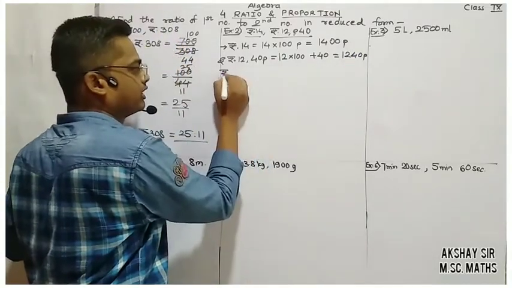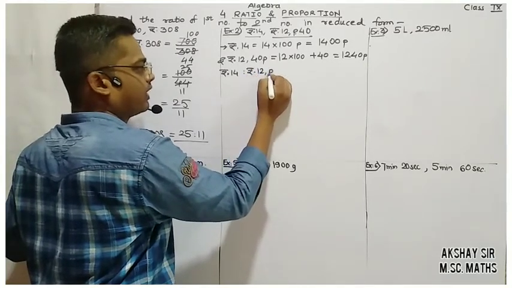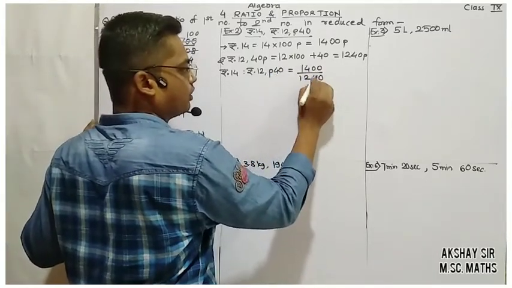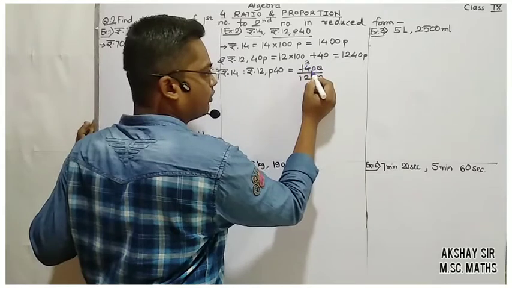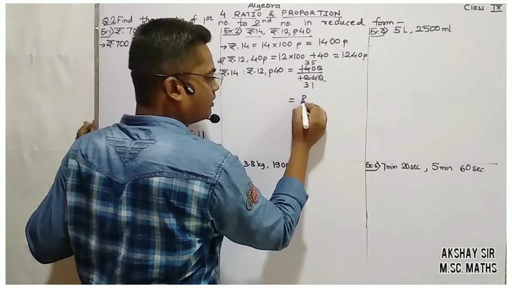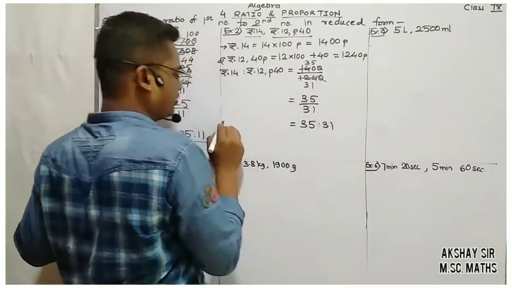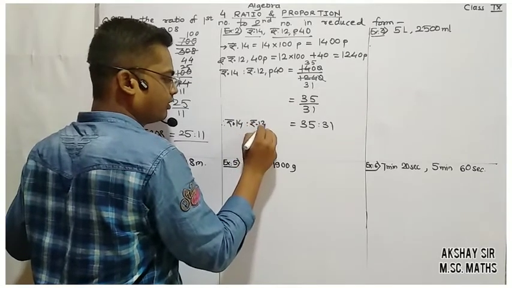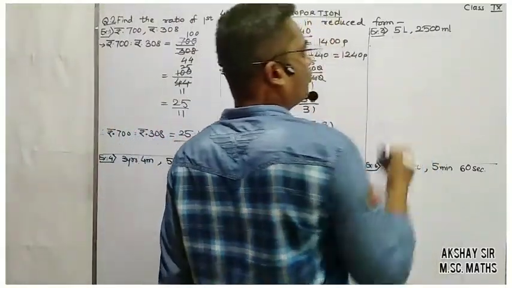Now the ratio of these two, that is rupees 14 as to rupees 12 and 40 paisa, will be 1400 upon 1240. So zeros will get cancelled. We can see both are multiples of 4. So here 4 threes are 12, 4 fives are 20, and here 4 threes are 12 and 4 ones are 4. So this will be 35 upon 31, which will give you 35 as to 31. So the ratio of rupees 14 and rupees 12 with 40 paisa will be 35 as to 31, the reduced form. Next, 5 liter as to 2500 milliliter.